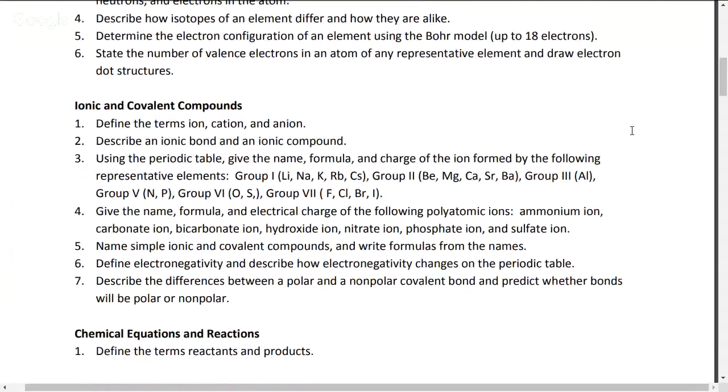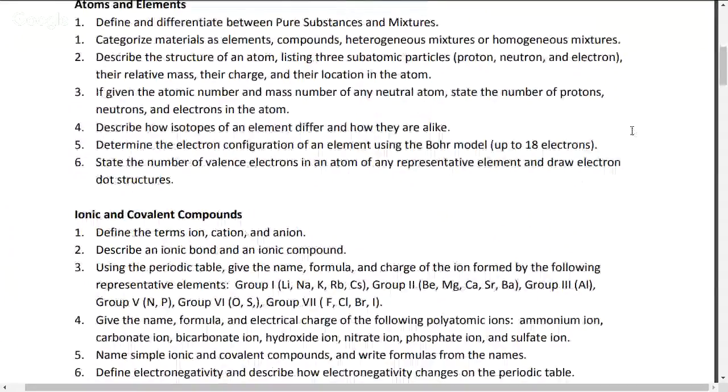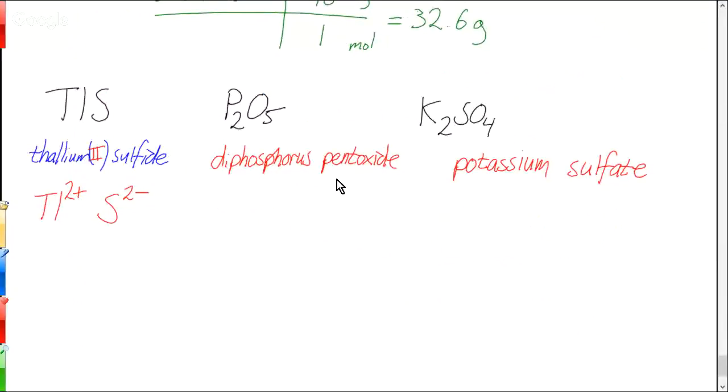Wait, I have a question. So for covalent compounds, we don't add the charge, and for ionic we do. Right. The covalent compounds all are like this, with the prefixes.